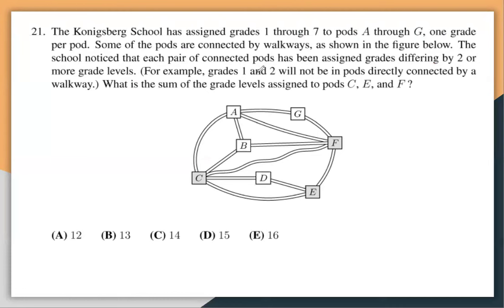grade levels. So 1 and 2 will not be allowed. Okay, I see. So we should have numbers that are off by at least 2. Then we want to find the numbers in those C, E, F. Like C is attached to almost everyone, right? That is the one we can start with, except this one.